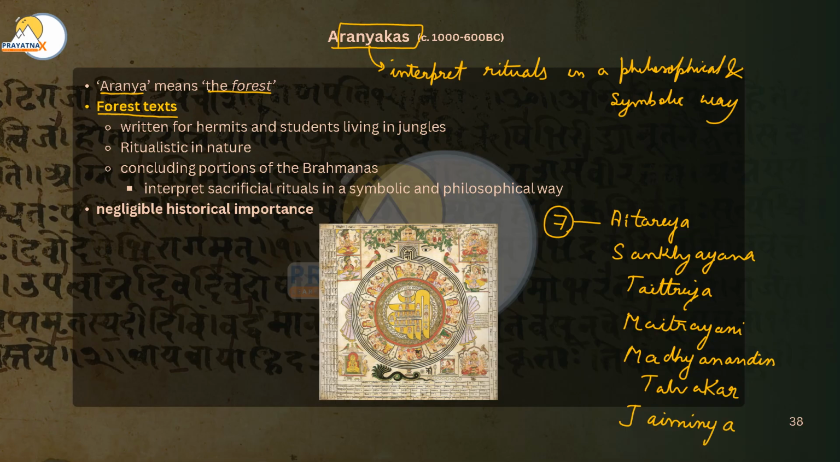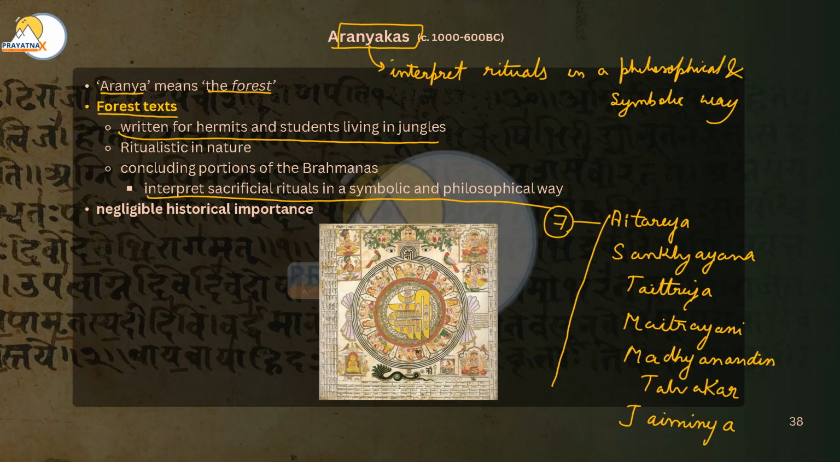Now, these books are opposed to the sacrifices and rituals and lay emphasis on meditation and moral virtues. Now, this is not of very high historical importance, and it was basically written for the hermits and students who used to live in jungles. Now, this interprets the rituals in a symbolic and philosophical way.